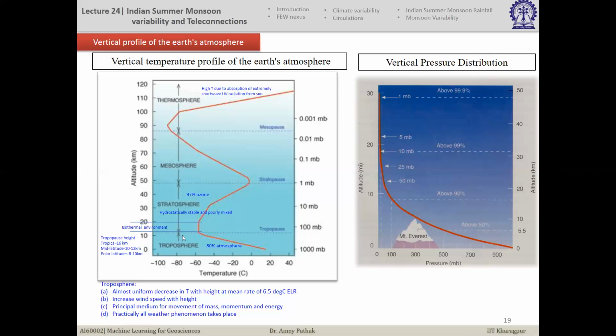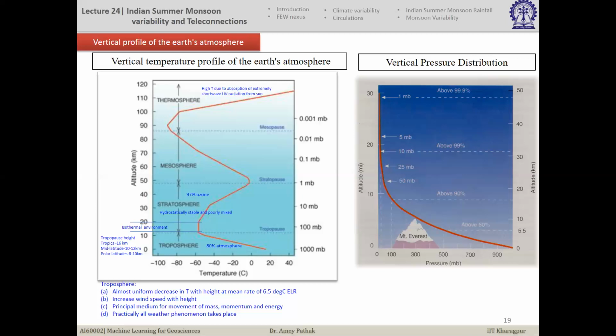The interaction between these two layers is not very easy. We hardly see any exchange between these two layers; it is not very obvious. So it's kind of a top lid to the lower atmosphere, to the troposphere. So we call it the tropopause.